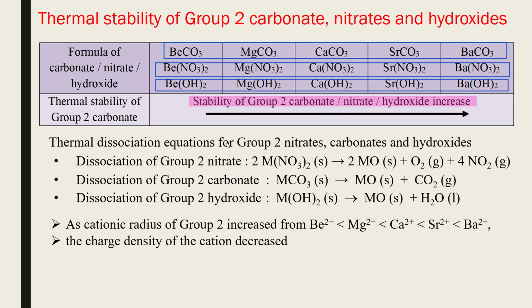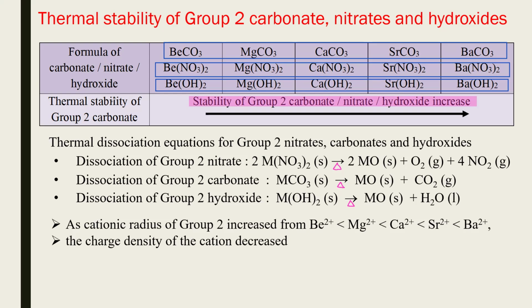Then you need to know how to write the balanced chemical equations for the reactions. If you are discussing nitrates, you have 2M(NO3)2, put an arrow and under it put a triangle sign for heating. You form 2MO plus O2 plus 4NO2 gas. If it is carbonate, MCO3 under heating forms MO plus CO2. And with the hydroxide, M(OH)2, when you heat it, you form MO plus H2O.